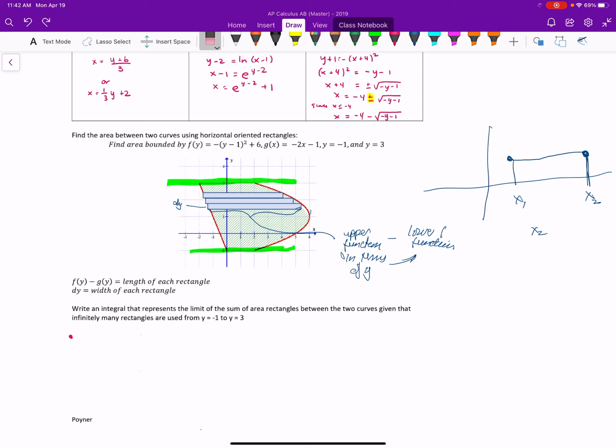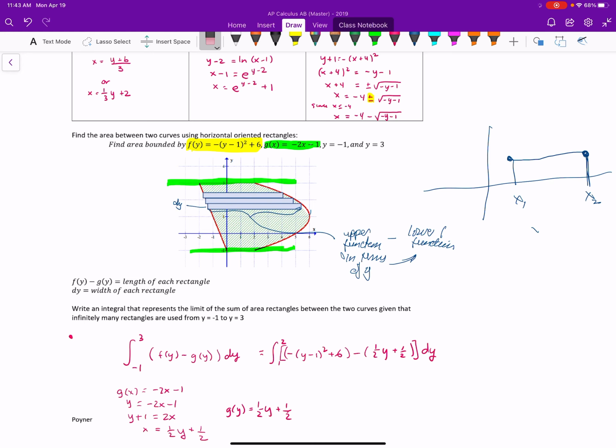All right. Write an integral that represents the limit of the sum of areas of rectangles between the curves given. So now our job is, first of all, here are my two functions. And just in terms of notation, up here at the top, f of y is given in terms of y. And then the g function is given in terms of x instead of y. So I just have to keep in mind that I have this in terms of x. That means I have to solve for x in terms of y before I can write the integral.